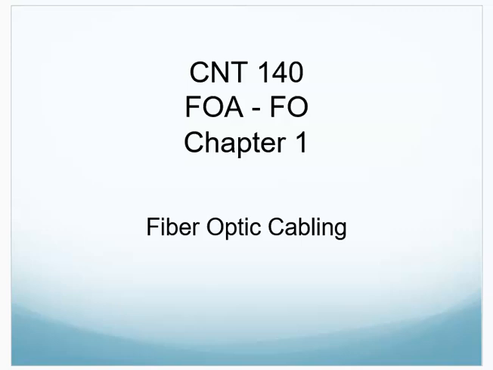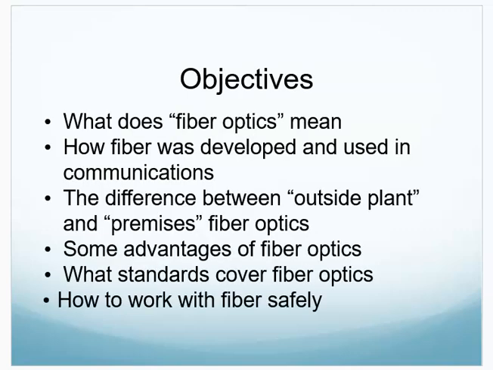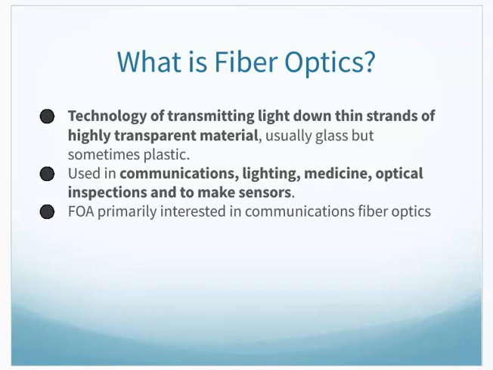All right, CNT140, we've moved on to our fiber optic book, and we're looking at Chapter 1 on just kind of the basics of fiber optic cabling. Here's our objectives. What is fiber optics? How was it developed? Difference between inside plant, outside plant and premise cabling. Advantages of fiber, standards that we'll encounter dealing with fiber, and a little bit of safety and working with fiber. So let's dig in here.